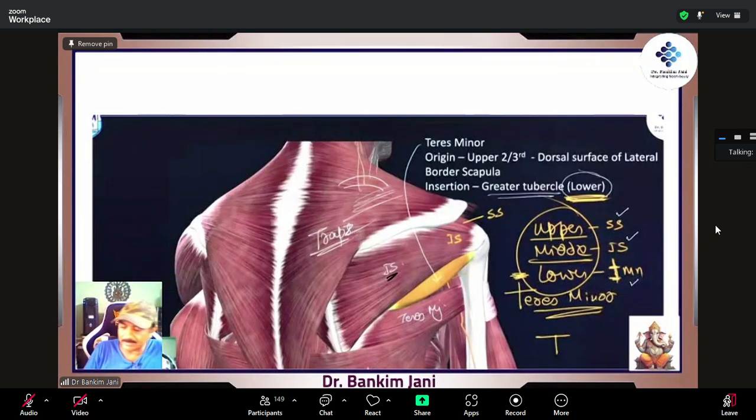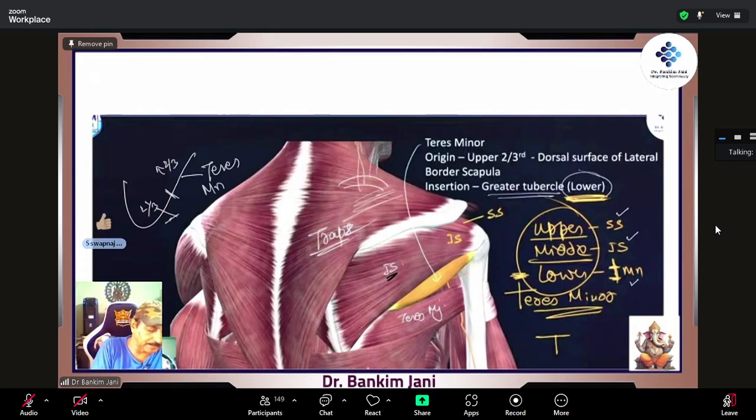So if this is the scapula, this is the dorsal side, that means posterior side. This is the lateral edge, the entire lateral edge. In the lateral edge, this is the upper 2/3. Upper 2/3 is teres minor, and this lower 1/3 will be teres major. Simple, right? When they write it in a running sentence, it looks complicated, but as such, it is simple.